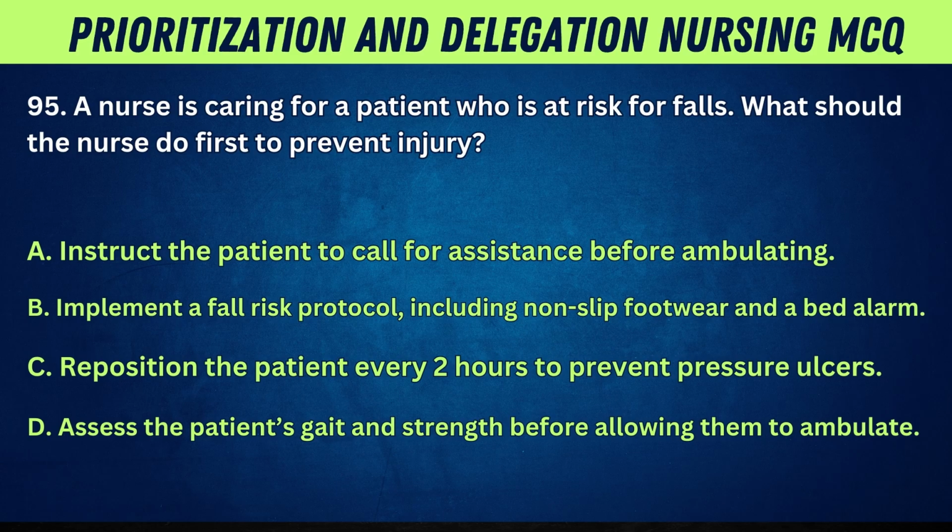95. A nurse is caring for a patient who is at risk for falls. What should the nurse do first to prevent injury? A. Instruct the patient to call for assistance before ambulating. B. Implement a fall risk protocol, including non-slip footwear and a bed alarm. C. Reposition the patient every 2 hours to prevent pressure ulcers. D. Assess the patient's gait and strength before allowing them to ambulate.